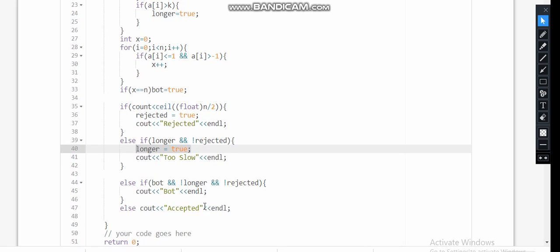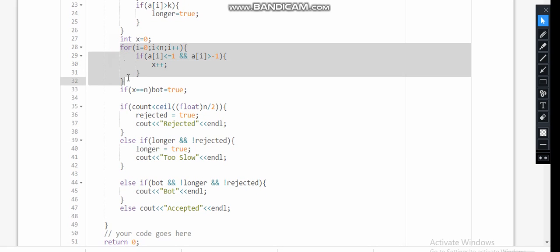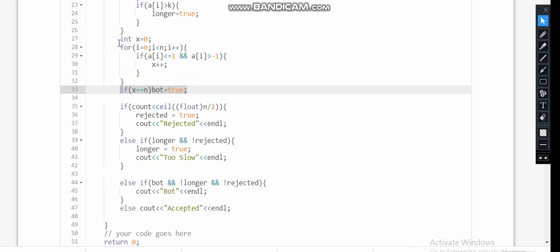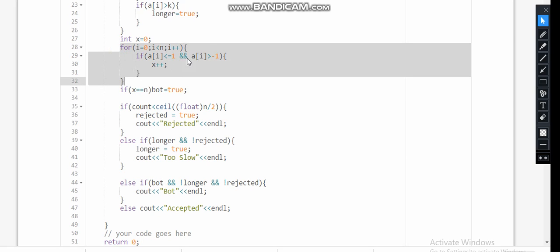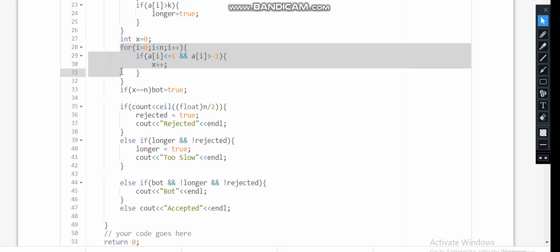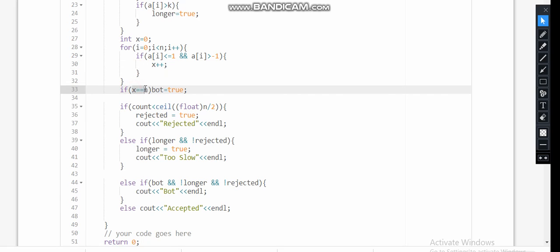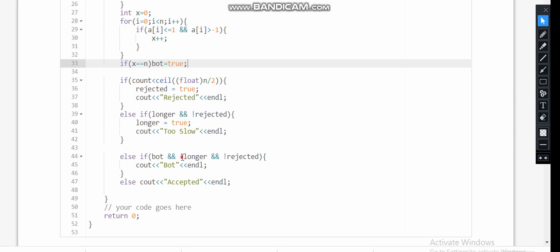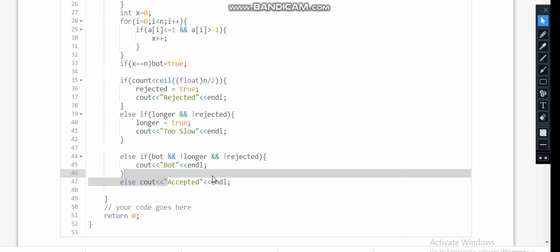Then here I have been counting for bot. I am checking for bot here. If he has solved all the questions and each is not more than one, meaning he hasn't taken more than 1 second, like if he has solved all the questions, then x will be equal to n, the number of questions. If it is this case, then bot will be true. If bot is true and the other two cases are not true, I don't think with the if else condition we need this, but I have done a few changes, so it's like that. So if bot is true, then bot, otherwise it's accepted. So this was the code for this.